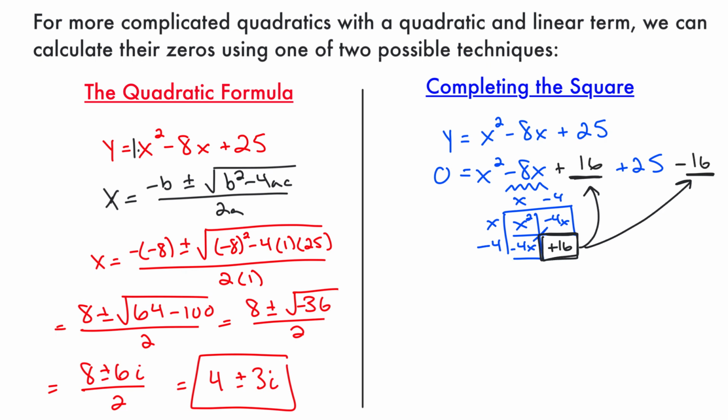The entire reason I did that is if I gave you the problem x squared minus 8x plus 16, this would factor into x minus 4 times x minus 4, which is simply the quantity x minus 4 quantity squared. And then the two parts that remain on the outside, that positive 25 and the negative 16, that'll combine together to get me a positive 9.